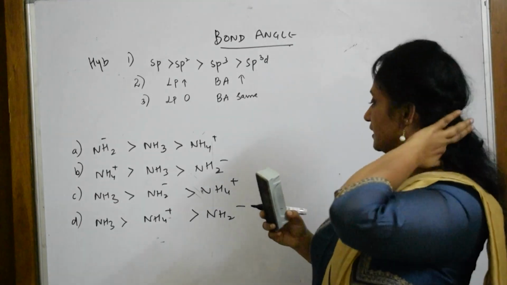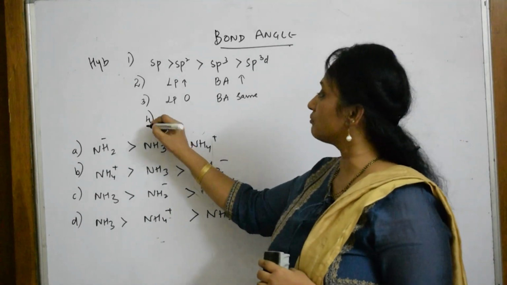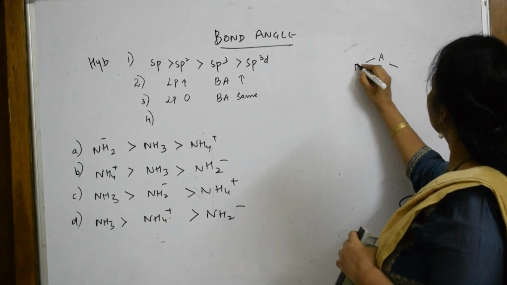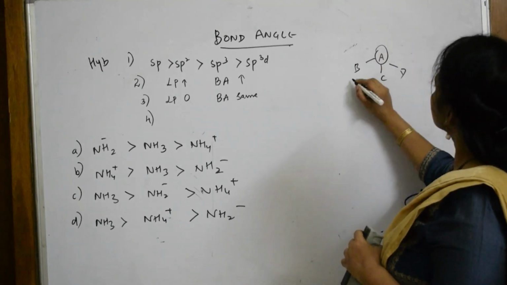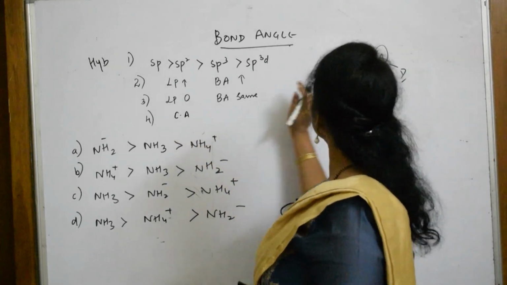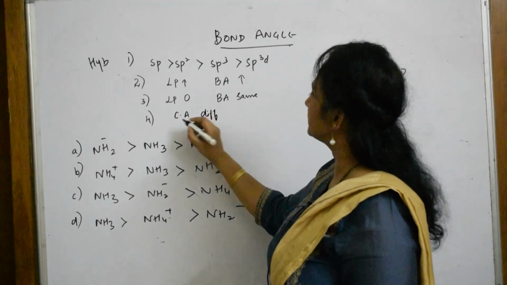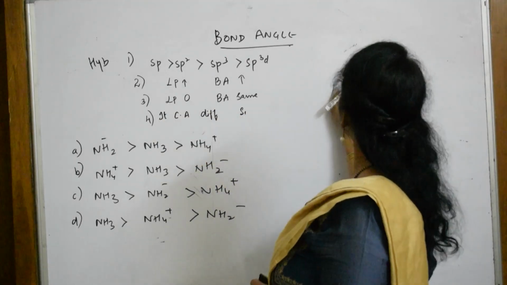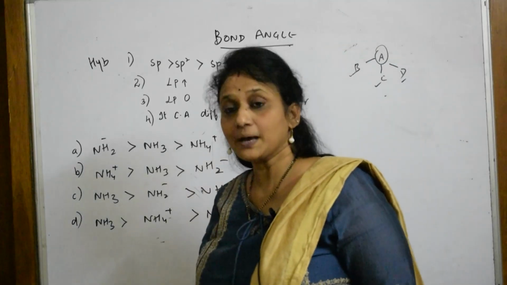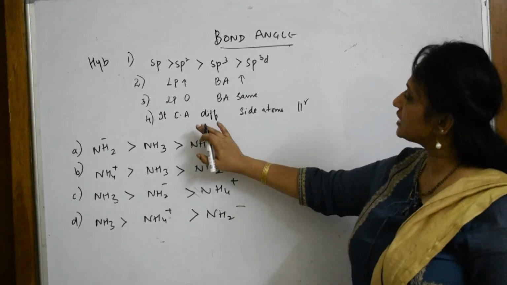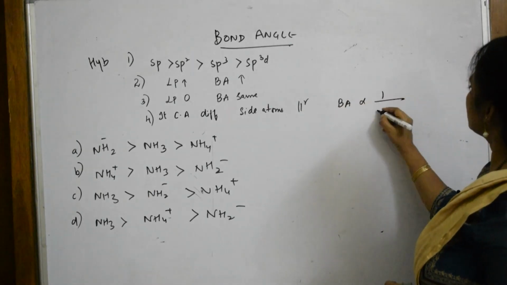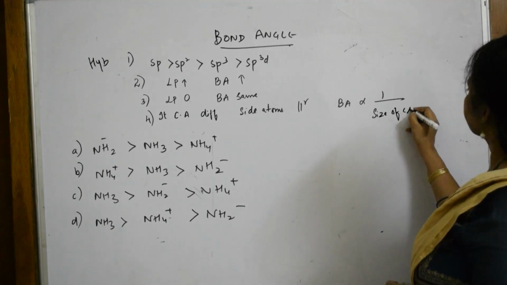The fourth important thing to remember is, suppose there is an atom like this with side atoms B, C, D. This is the central atom, these are the side atoms. Now I'm going to give the concept this way. When the central atom is different and the side atoms are similar, your bond angle is inversely related to the size of the central atom.